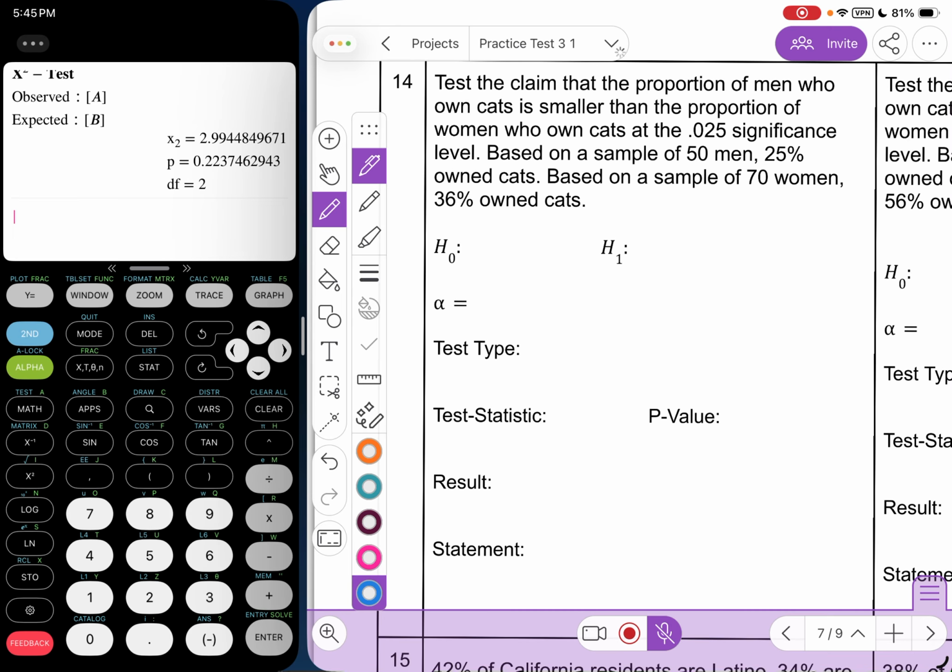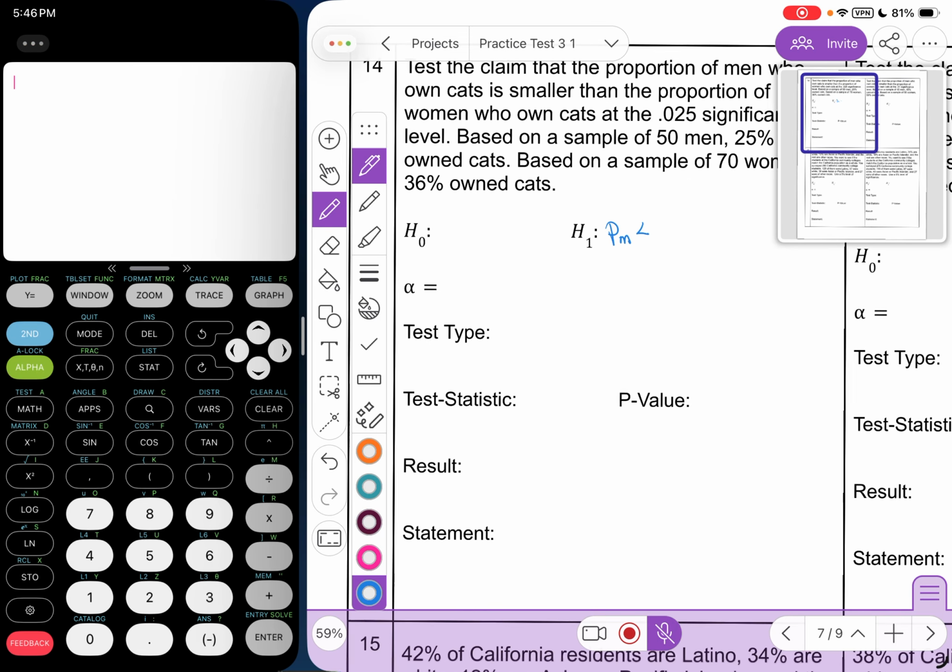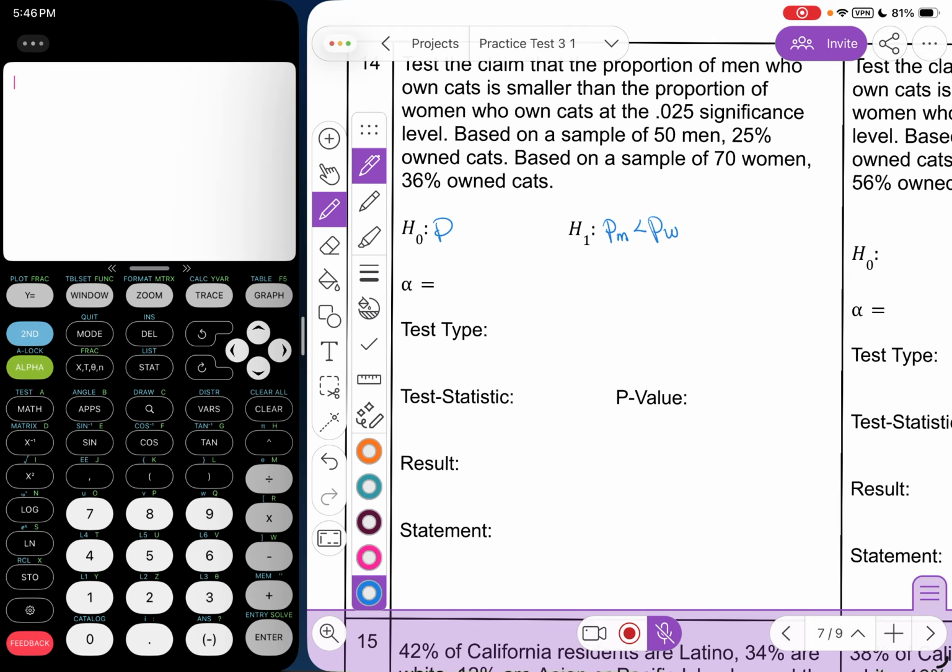Test the claim that the proportion of men who like cats is smaller than the proportion of women who like cats. So proportion of men, smaller, proportion of women. H0 is always equals. Okay, so we're comparing two proportions. So that's the 2 prop Z test, because we're comparing two proportions. All right, let's keep reading. At the 0.025 level of significance, so that's alpha.